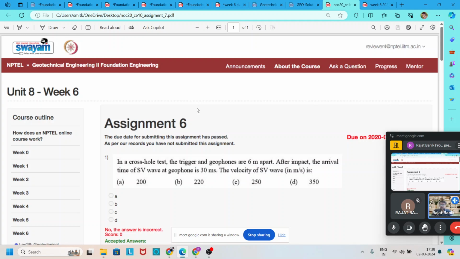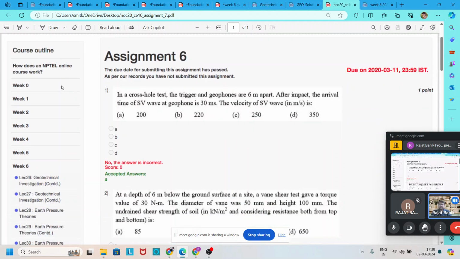So in 2020, the first question asks that in a cross-hole test, the trigger and geophone are 6 meters apart, and after impact, the arrival time of the shear wave at the geophone is 30 milliseconds. So we have to find out the shear wave velocity.